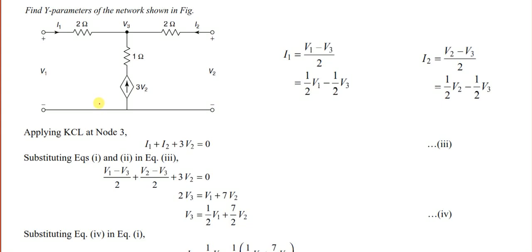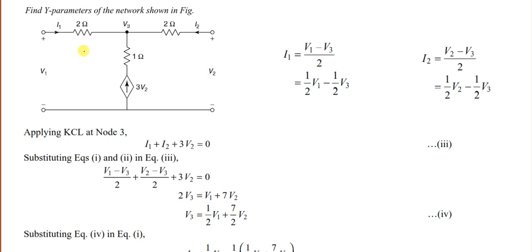Find y parameters for the network shown in the figure. So this is a dependent source problem. Again, in the y parameters, we know that I1 and I2 are expressed in terms of V1 and V2. In y parameters, we have to apply KCL.